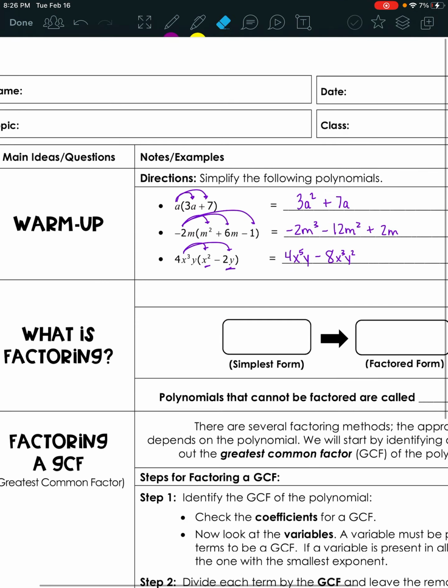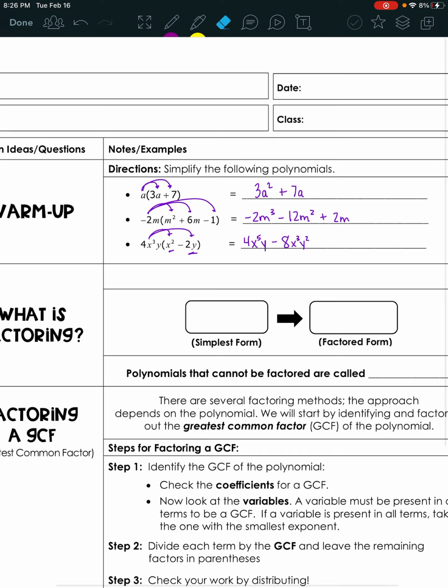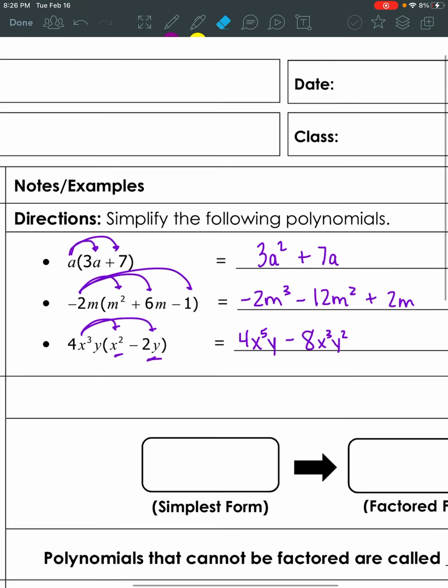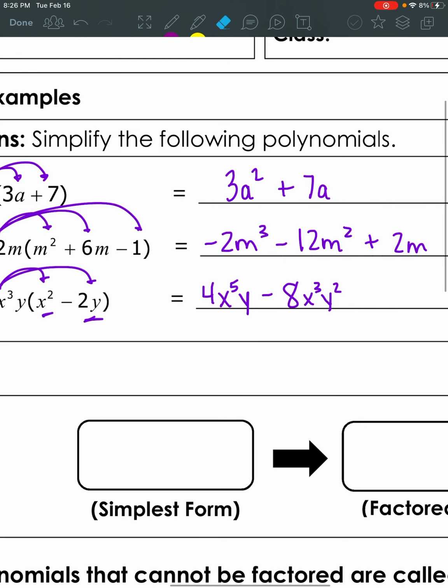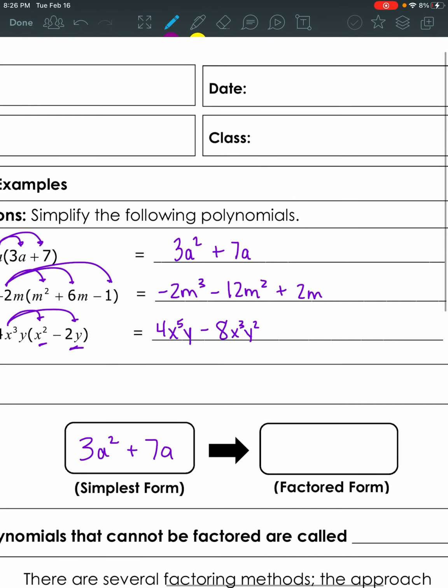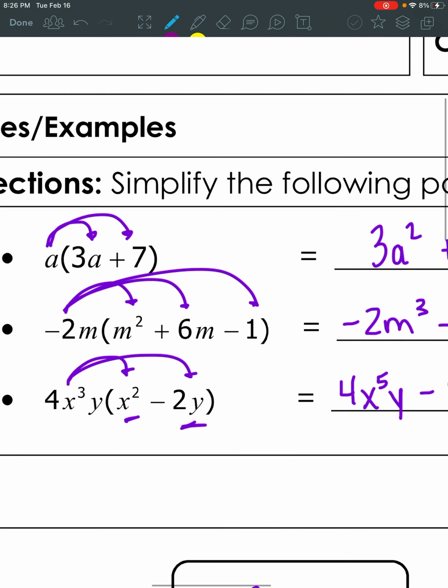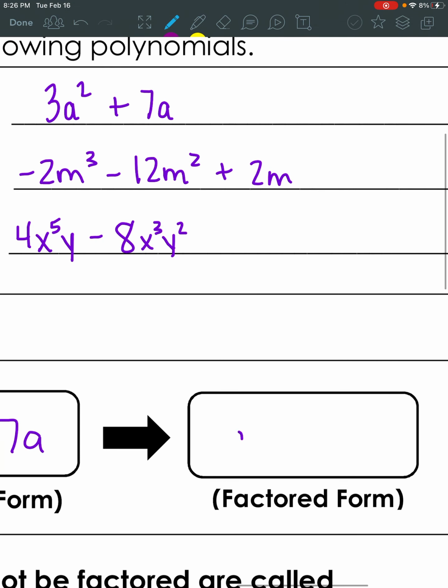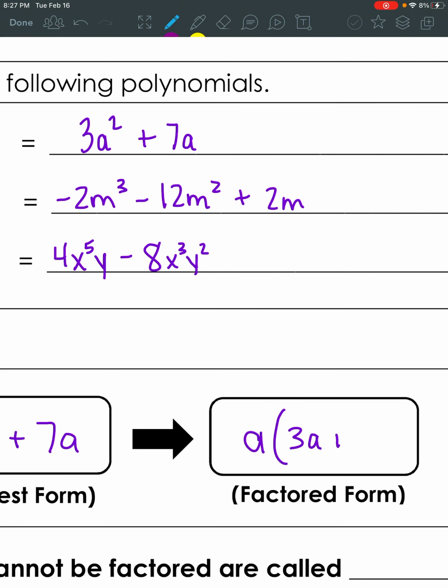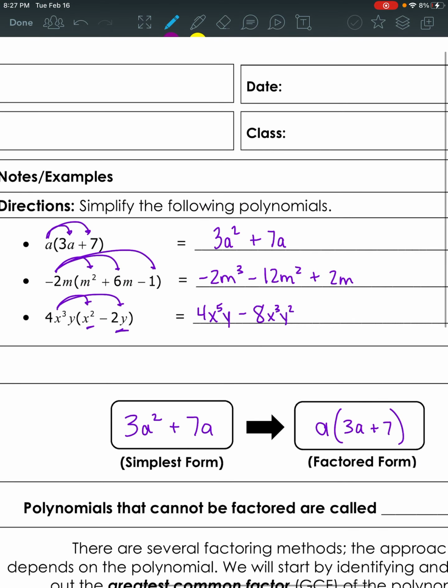So next step, what is factoring? So what we just did is when we multiplied that out, for instance, that 3a squared plus 7a, I'm looking at that first example at the top. That is in simplest form. We can't combine those. They don't have the same power. So that's as far as we can go. Now, the factored form is actually what we started with, the a out in front of the parentheses, and then that times the binomial 3a plus 7. So that's what we call the factored form, and then when we multiply it, we get the simplest form.